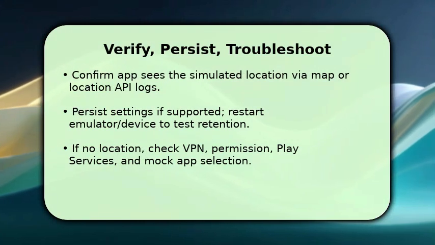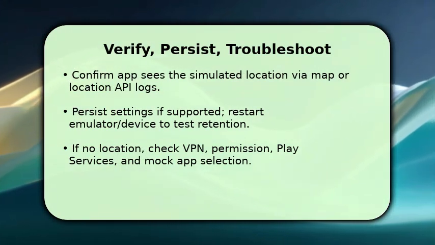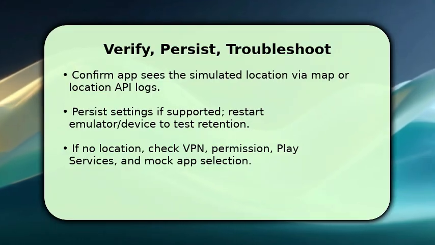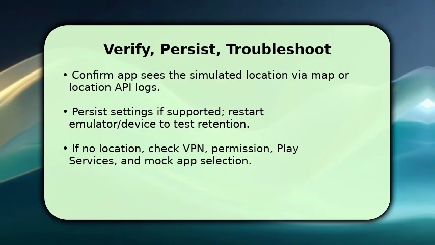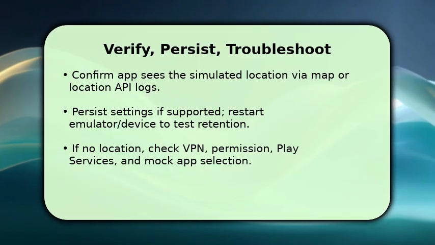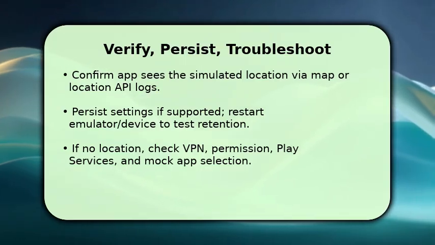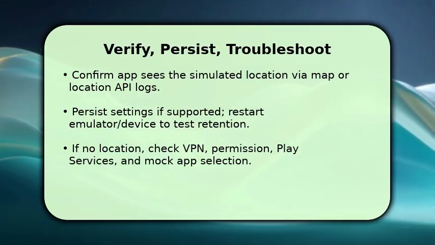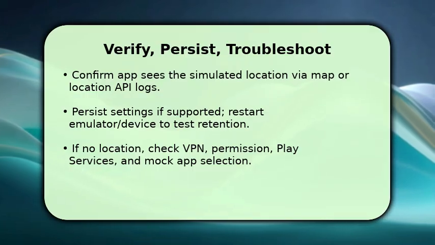Finally, verify that your app reads the simulated coordinates by watching the map or logging location API callbacks. Make sure settings are saved if the tool supports persistence. Restart the emulator or device to confirm the feed resumes. When done, stop the emulator to return to real GPS.